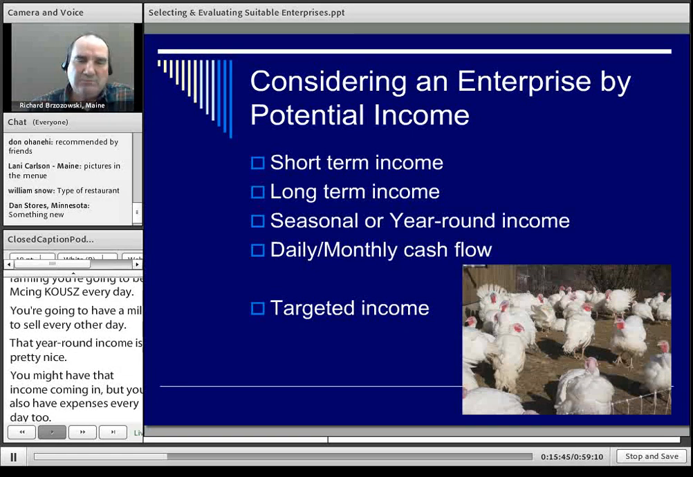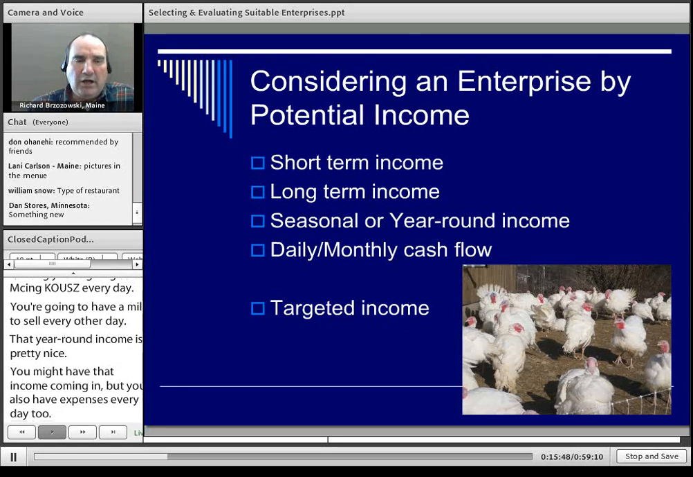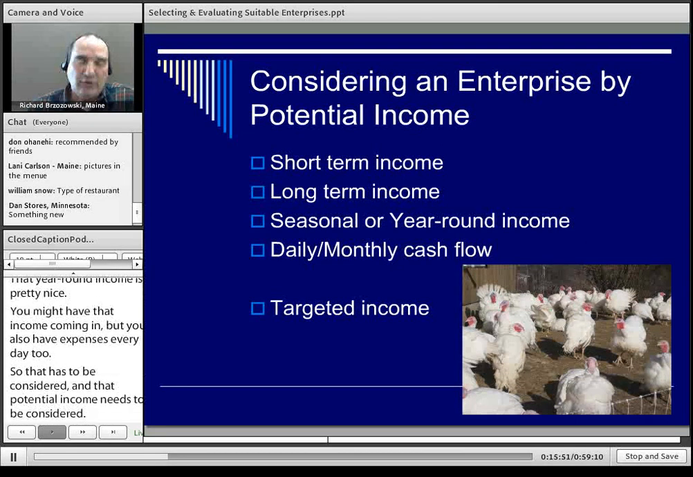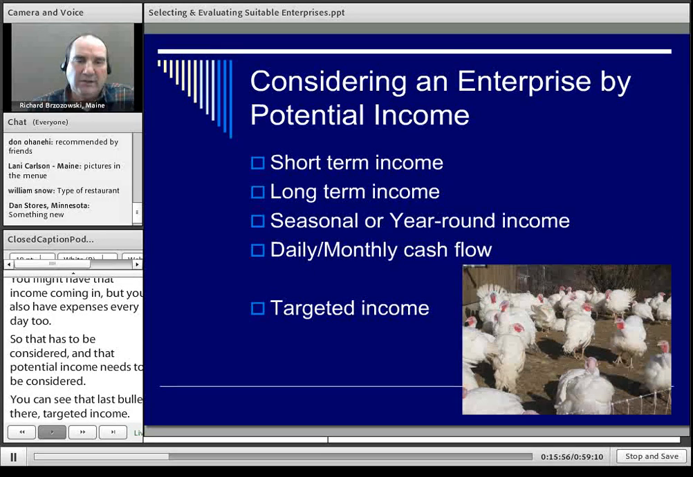You see that last bullet there, targeted income. What I often do is ask farmers what you need to generate for income in order to live comfortably. We don't want our farmers living like refugees. They need to be able to live, you know, without being hungry, without being uncomfortable.